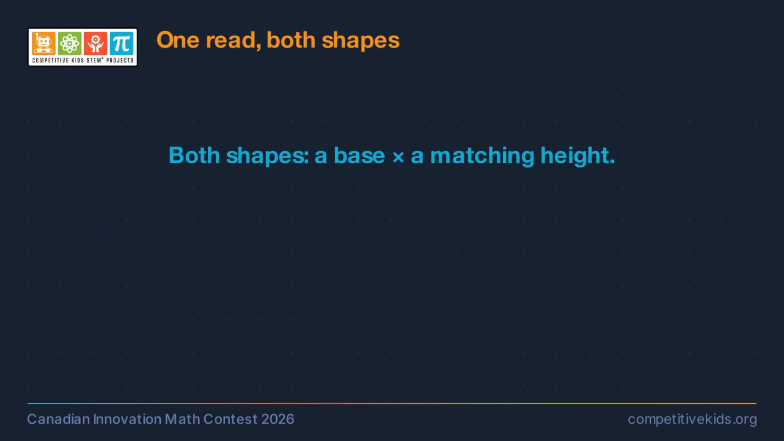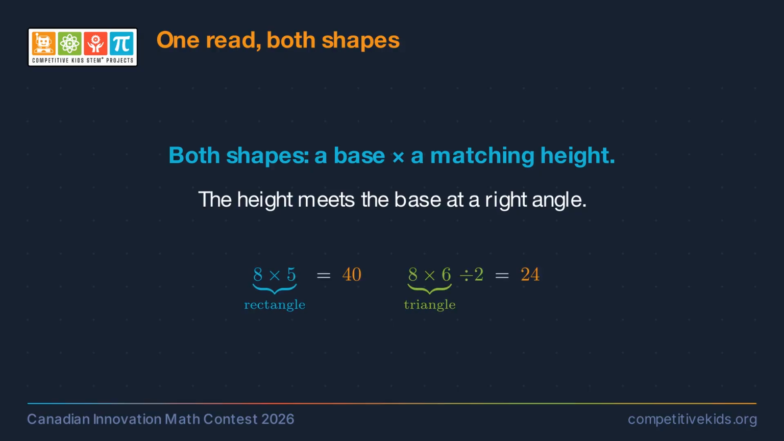Look at what we did. For both shapes we found a base and a matching height. The height meets the base at a right angle. Base times height fills a rectangle. A triangle is half of that same rectangle, so we halve it.